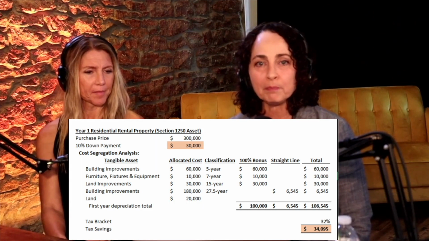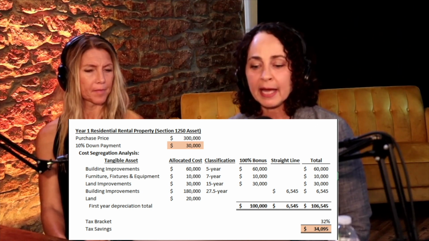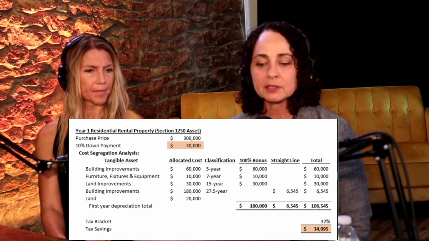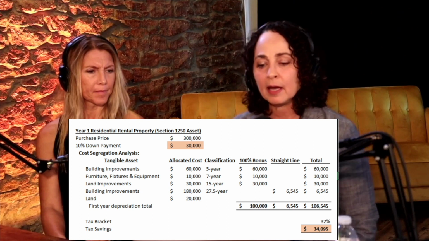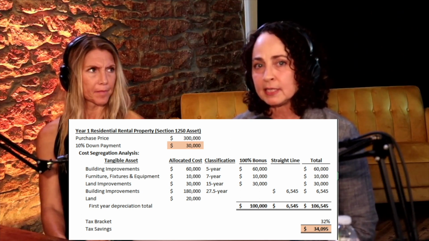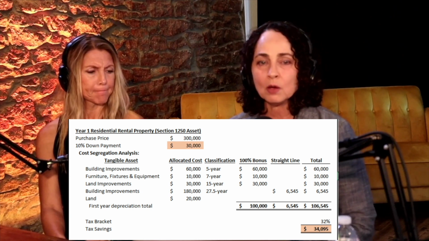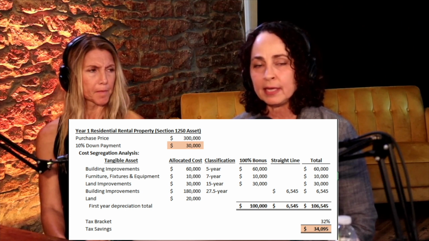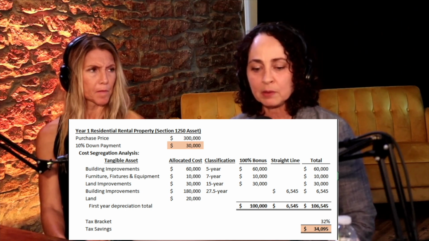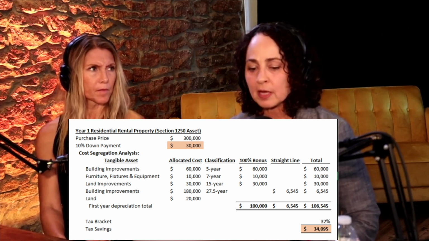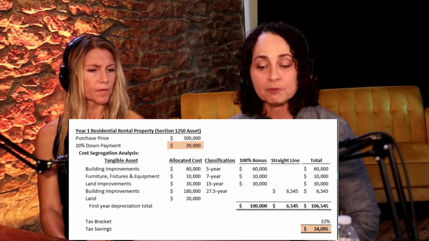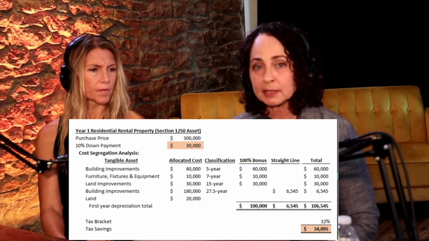This is one thing that we like to do: a cost segregation analysis. So in this example, instead of a piece of equipment, we purchased a piece of rental property. And we still spent the $300,000. We had a 10% down payment. But instead of calling the entire $300,000 less the land piece of it a building, we can segregate out the 1231 assets, and that would be things like the furniture, fixtures, land improvements, building improvements, things like that, through a cost segregation analysis.